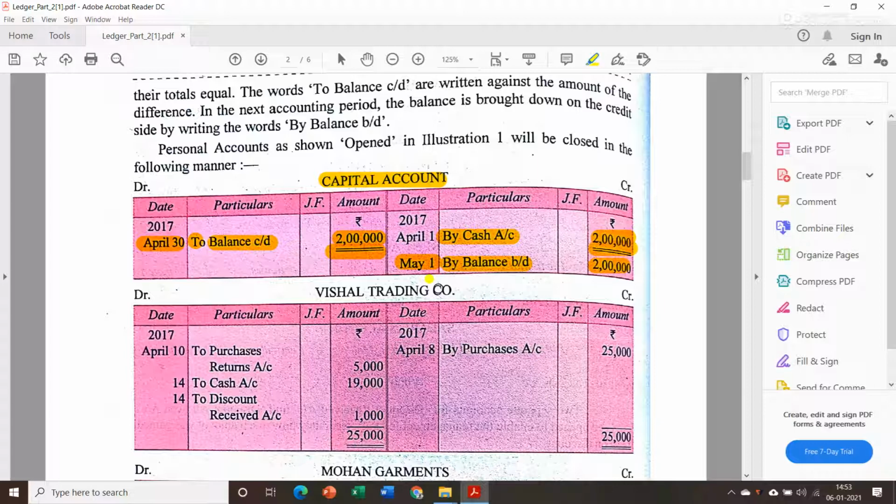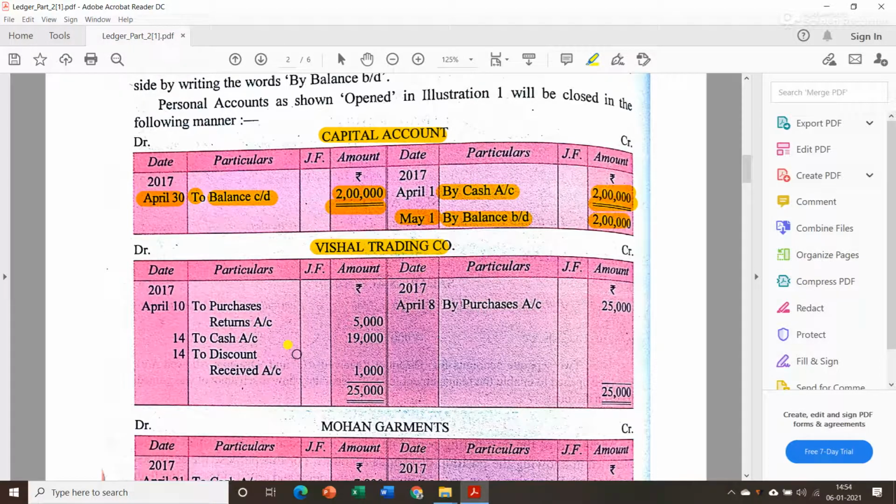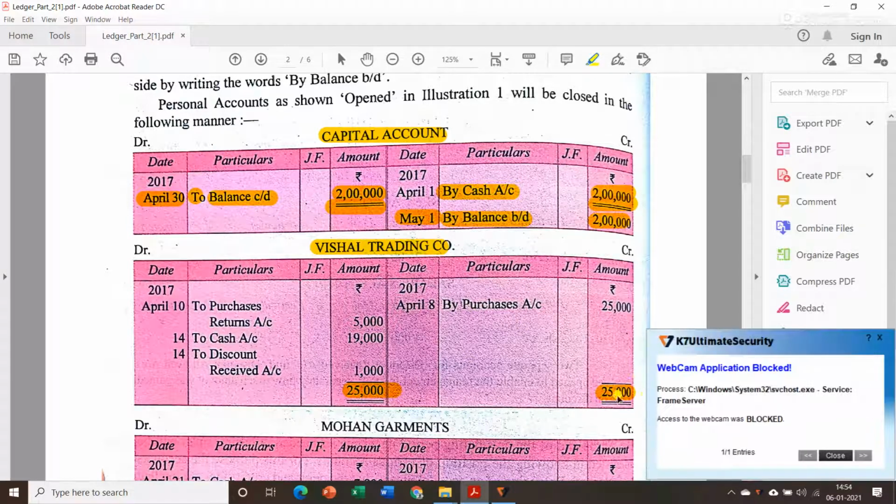Now let us see another example of yesterday's personal account exam question. Yesterday we did one ledger account, that is Vishal Trading Company. After entering all the transactions, we saw that both sides have 25,000 each. In some questions you will face this kind of situation, so in that case don't panic, you are not doing anything wrong. Since both sides are equal, there is nothing to do. There is no balancing figure, no balance carried down, and no balance brought down. You simply write 25,000 on both sides, draw parallel lines after that, and finish.